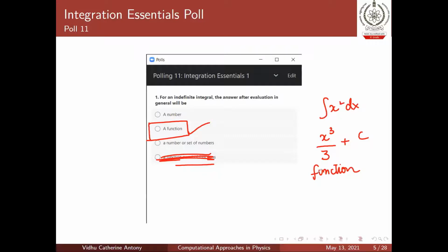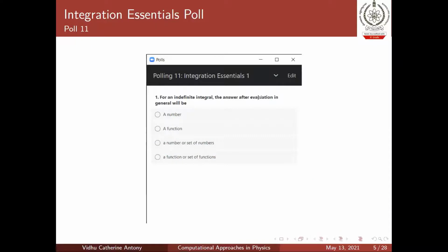Just a function. What if it was a definite integral? If I put -1 to 1 x squared dx, what do I get? I get x to the power of 3 divided by 3 from -1 to 1, which is 1 by 3 minus (-1 by 3), so that gives me 2 by 3. That becomes a number. You do not have a constant of integration. So the integral of x squared dx is equal to a function of x. You get a function, that's all. You do not get a set of functions.